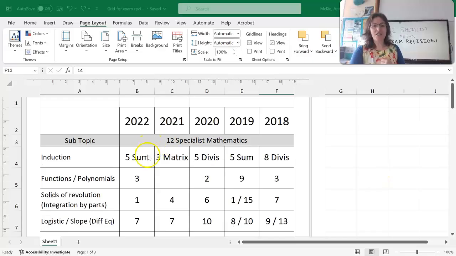So induction. I've also written a note of what types of questions those were, in terms of if you want to try and predict what you're expecting this year. Okay, the functions, polynomials. Again, the functions could probably be put in a separate section as well, but this is what I've noticed. So question 3, then nothing significant in 2021 for there, or for polynomials in that sense. 2, 9 and 3. The solids of revolution, or integration by parts, that's where they are, 1, 4, 6. Now, noticing in the 2019 and 18, they're 3-hour papers, so sometimes you're going to get those questions multiple times.